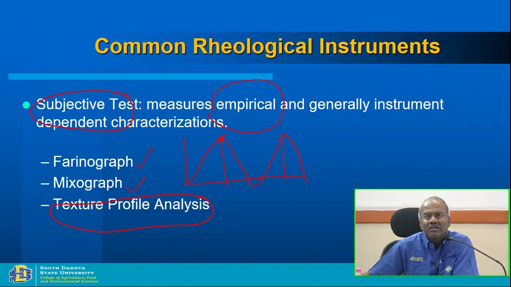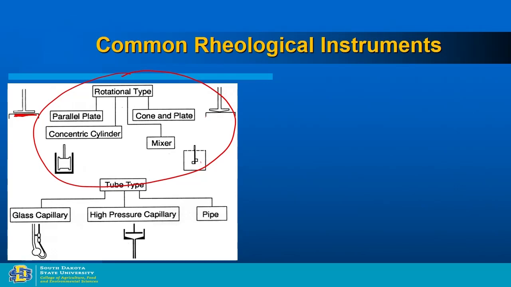Sir, is there any single instrument in which solid, liquid and semi-liquid samples can be tested? Okay. The question is, is there any single instrument which can be used for solid, semi-solid and liquid food? Yes, there is one, and that is the instrument called the rheometer. The rheometer is different from the viscometer. Okay, I'm going to explain to you.